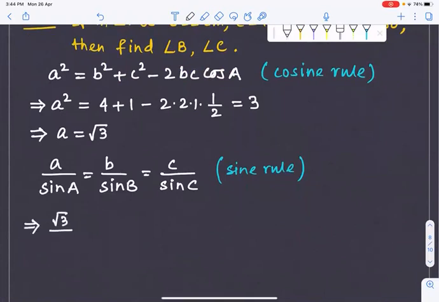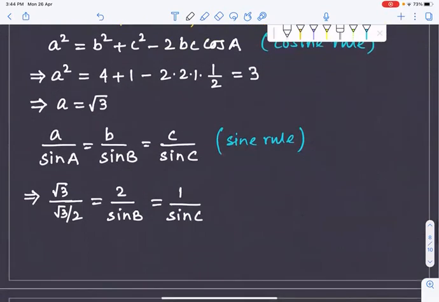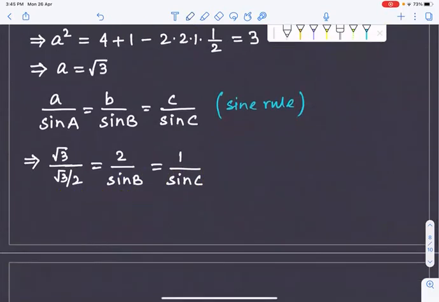And sin A, that is sin 60, is root 3 by 2, equal to small b, which is given as 2 in this question, by sin B, equal to small c given as 1 by sin C. So in this, everything is known except sin B and sin C. If I just consider these two, I will get sin B. So this implies sin B is equal to 1.